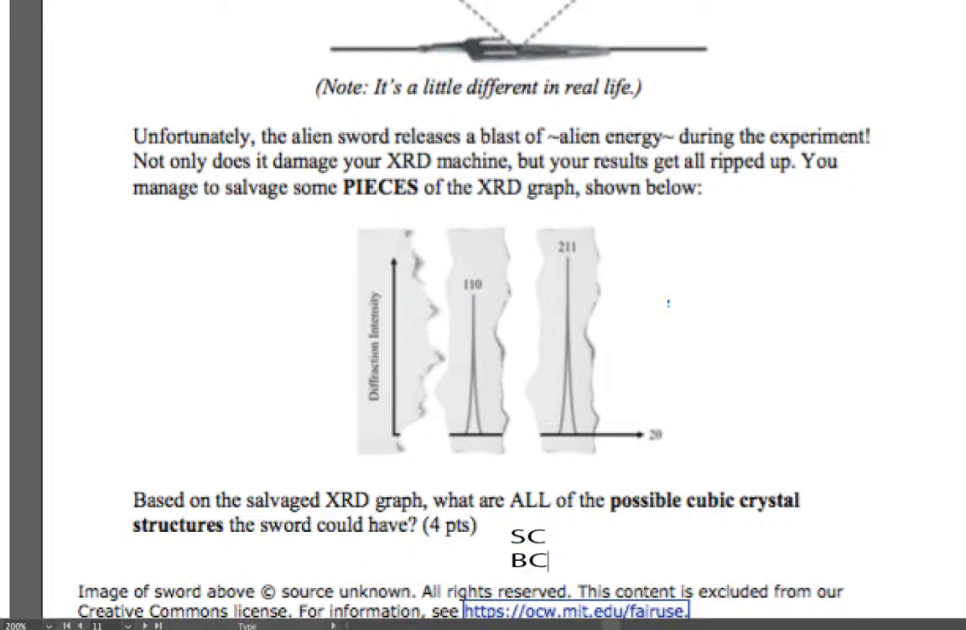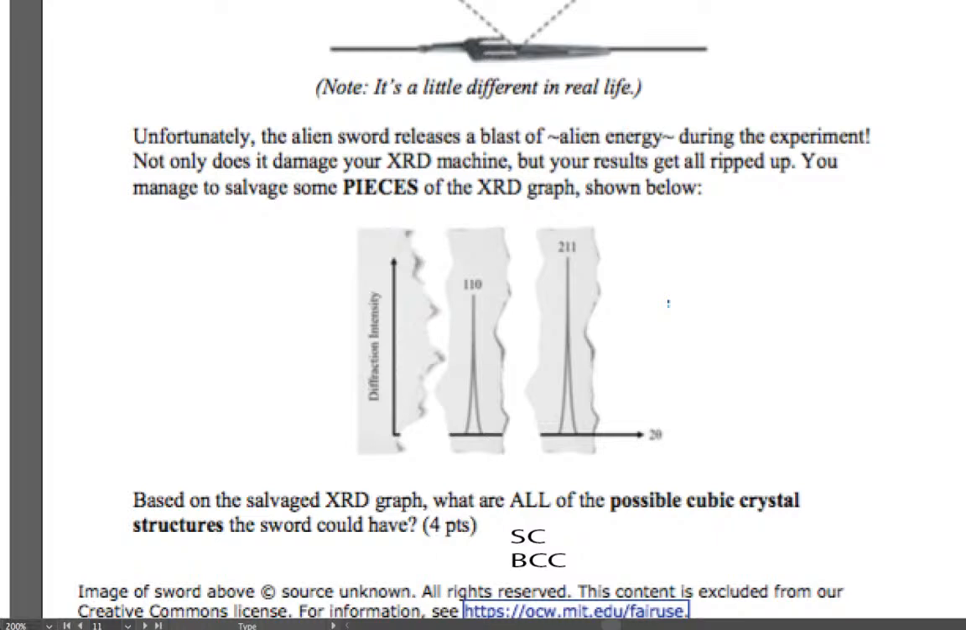BCC. Yep. Because when you sum all of those things up, it is always an even number, not an odd number. When it is an odd number, it's not allowed.